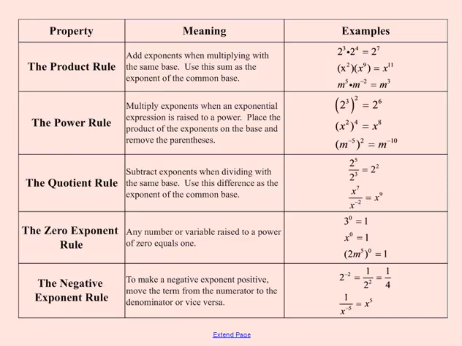When we use the product rule, we add exponents when multiplying with the same base. Use this sum as the exponent of the common base. Let's look at the examples provided.